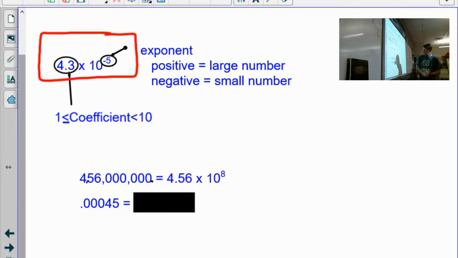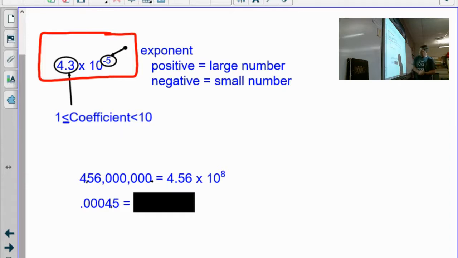For this number here, I have 0.00045, and again, I want to get it into this form right here. So I'm going to take my decimal and I'm going to move it from here to right here so that I have a number between 1 and 10. So I'm going to have 4.5 times 10. And then how many times did I move it? 1, 2, 3, 4 times.